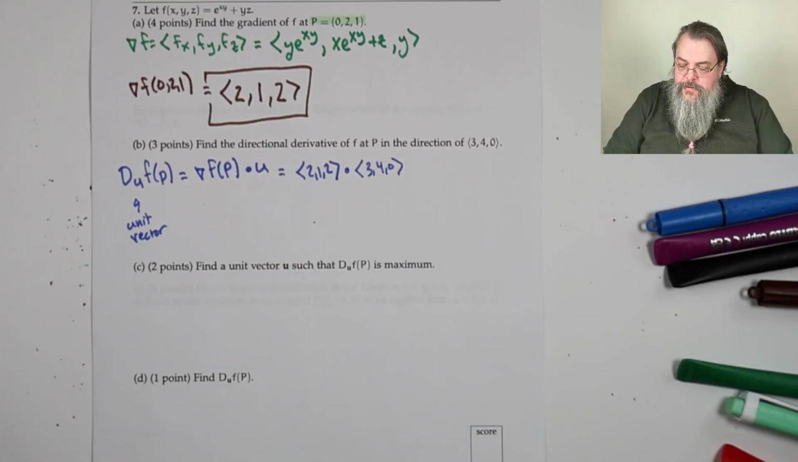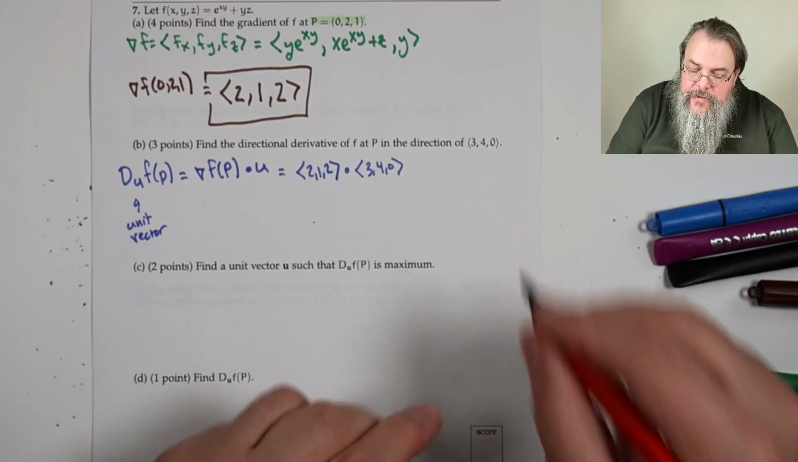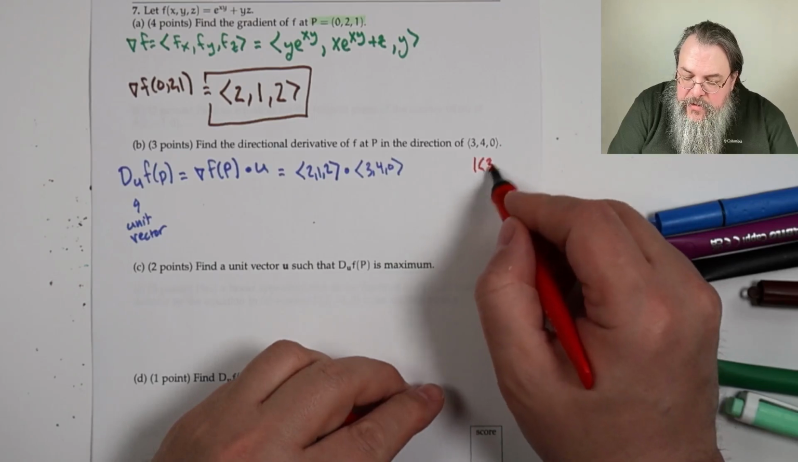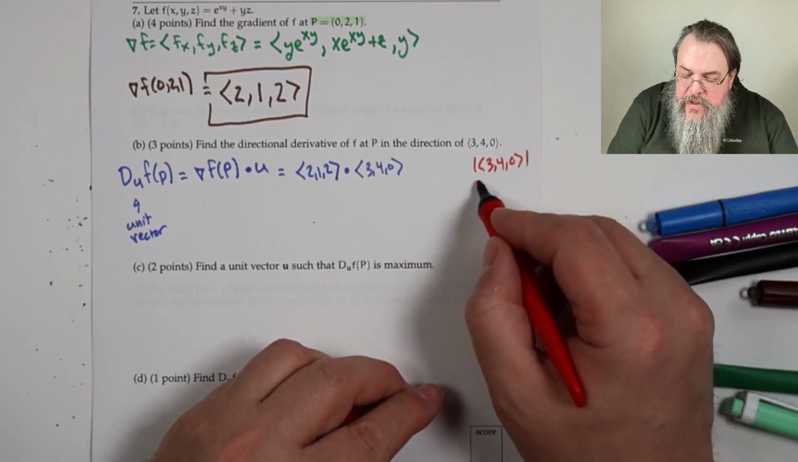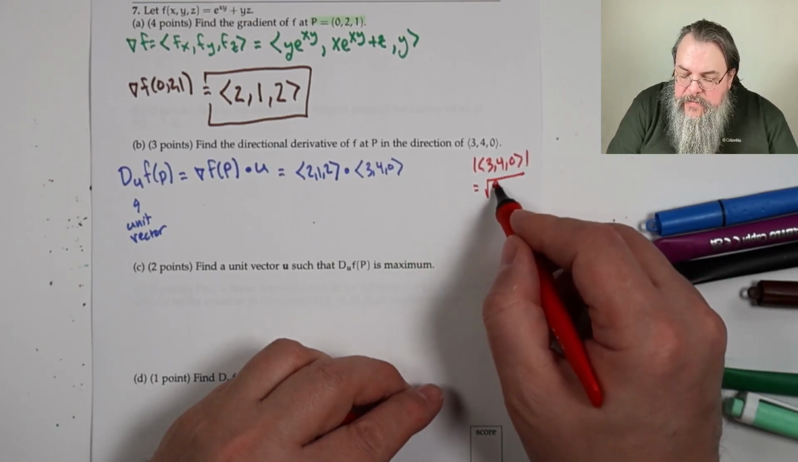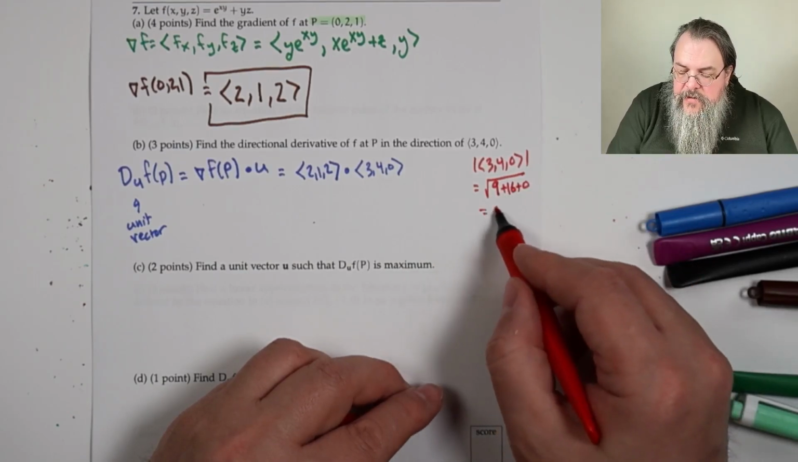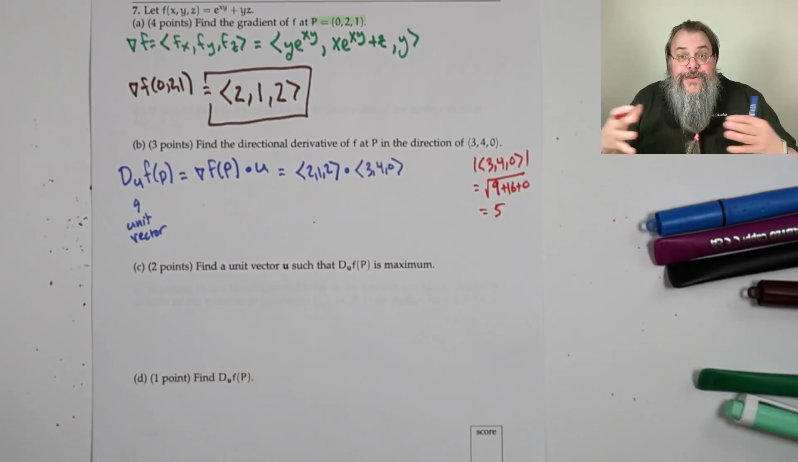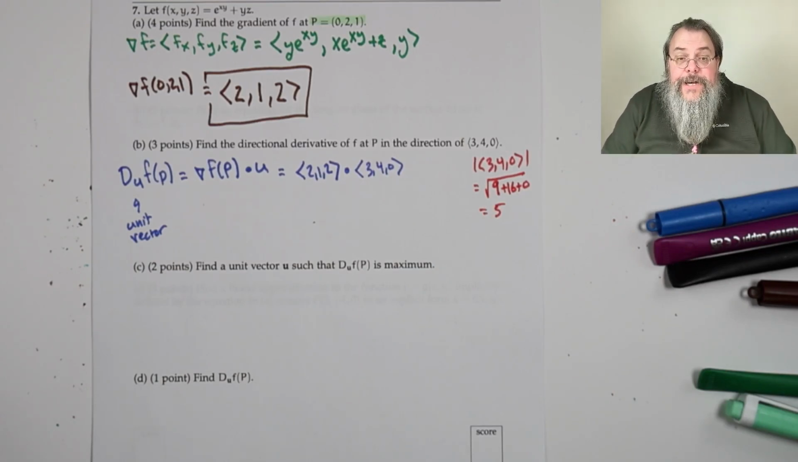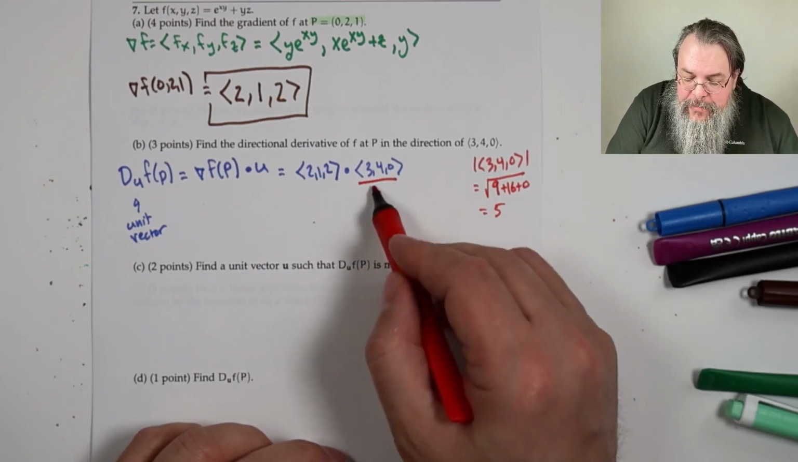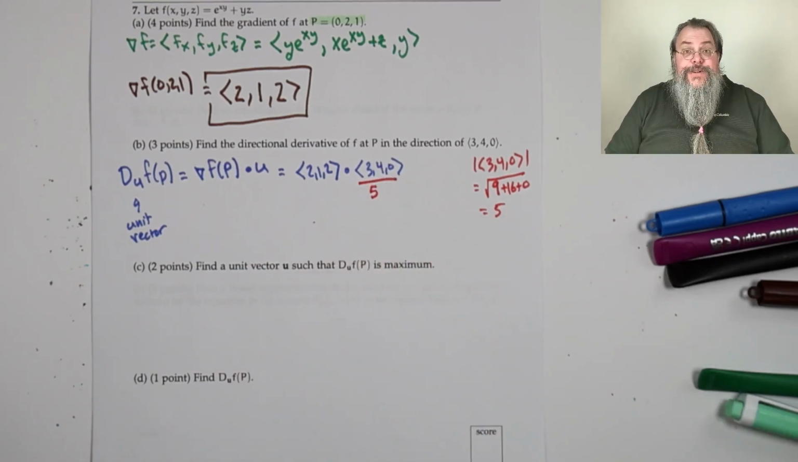Well, let's do a little bit of work on the side here. The magnitude of (3, 4, 0) would be the square root of 3 squared plus 4 squared plus 0 squared. Square root of 25 is 5. So it's not a unit vector, it's a vector of length 5. Okay, that's all right. We can fix that. We have the technology. Divide by 5. Now it's a unit vector. Let's see, that wasn't so bad.